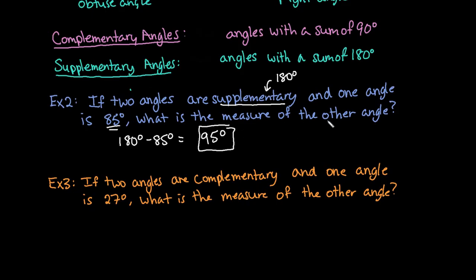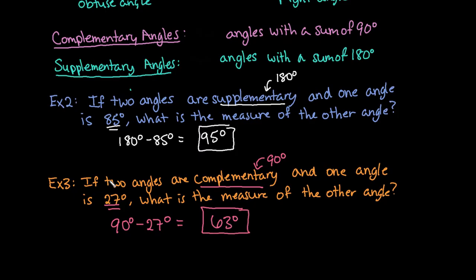Okay, and looking at our last example, if two angles are complementary, so remember with complementary, that means that they add up to 90 degrees, and one angle is 27 degrees, what is the measure of the other angle? So with this, we would again just use subtraction, the 90 minus 27, and you would do that math and end up with 63 degrees. So we can see that the other angle is 63 degrees if you know that the one angle is 27 and they are complementary.